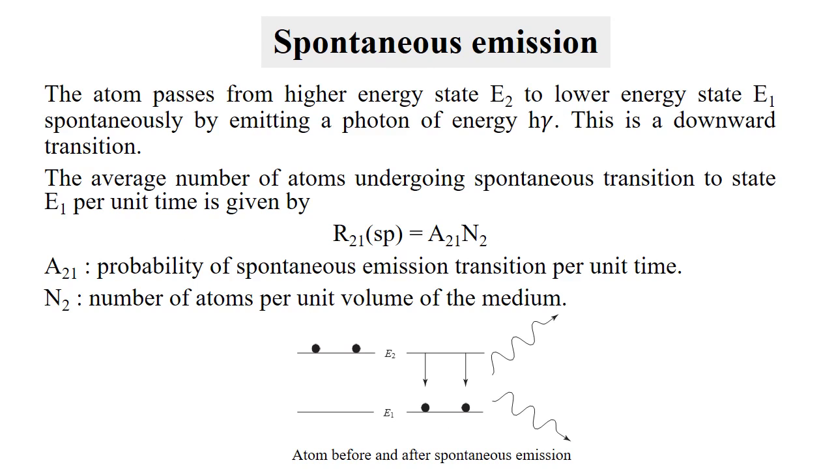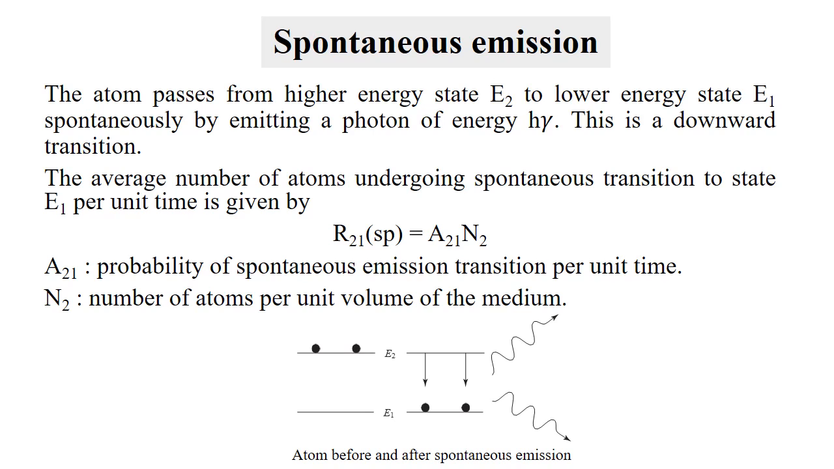Next, let us see what is meant by spontaneous emission. The atom in the upper energy state cannot remain there forever. It has a certain lifetime. It will drop back, it will come back to the original energy level. So when it is coming back on its own, it gives out the difference in energy as a photon. This process is called spontaneous emission.